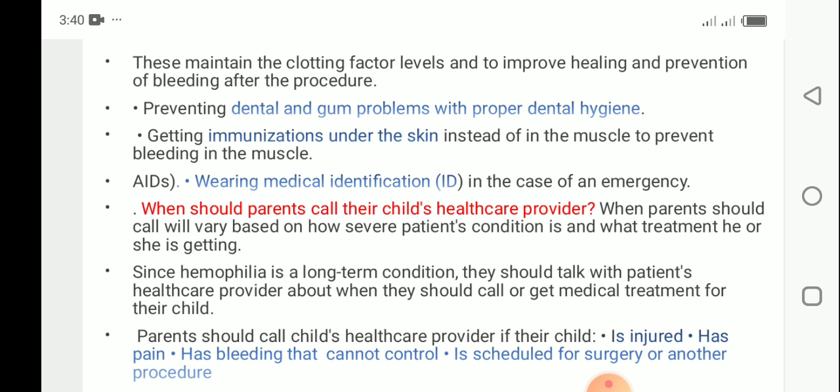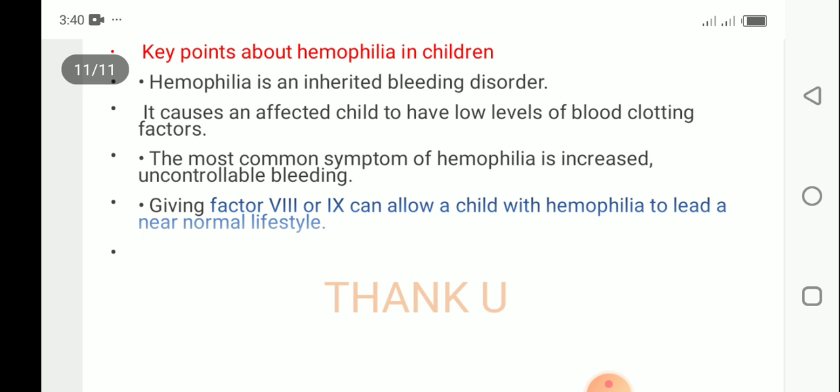And since hemophilia is a long-term condition, they should talk with the patient's healthcare provider and get the medical treatment the child needs. Parents should call the child's healthcare provider if their child is injured or has pain, has bleeding that cannot be controlled, or is scheduled for surgery or other procedures. In these conditions, they have to attend the healthcare provider. Usually these conditions can't be treated at home; they have to be treated in institutions only.